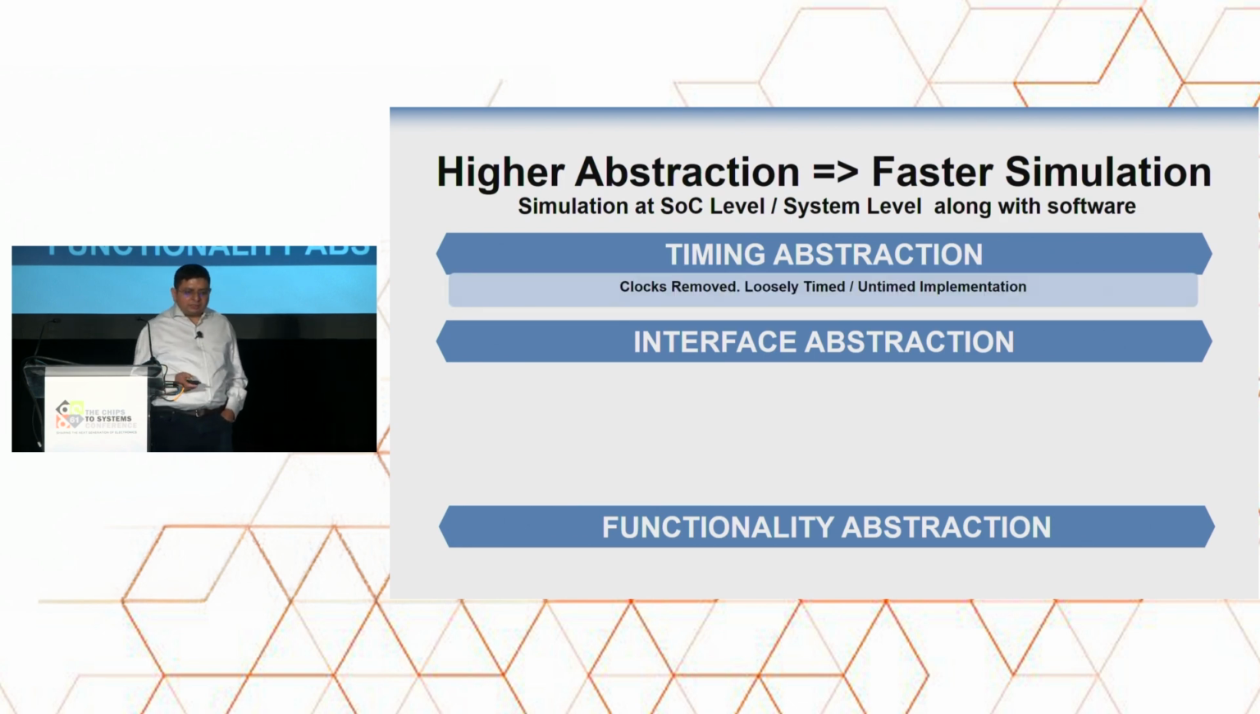When we talk about timing abstraction, primarily when we are developing the simulation model at a higher level, we don't have to model the clocks. So we remove the clocks and model the implementation in a loosely timed fashion, so that for any activity that has to be performed in future simulation time, we can do the mathematical calculation and schedule the events in the future, or we can do an untimed implementation. That way, through timing abstraction, we can achieve higher simulation speed.